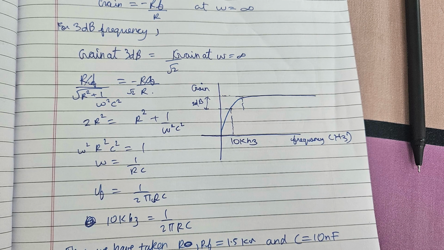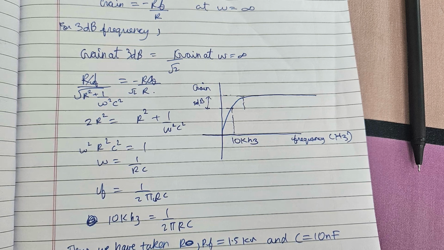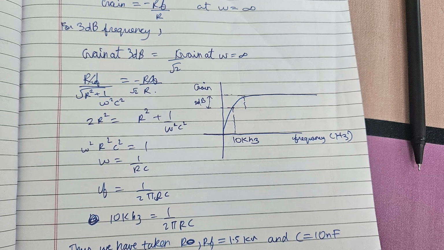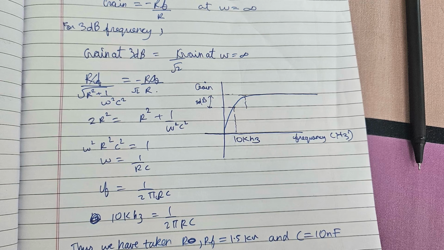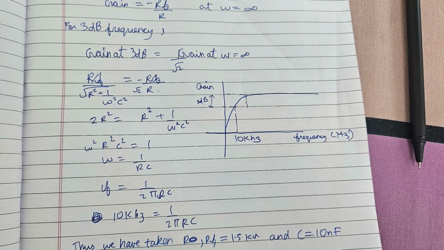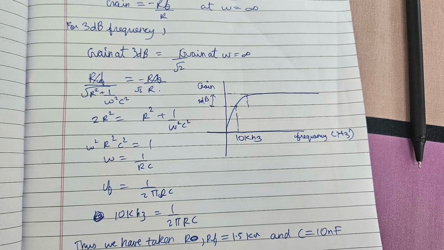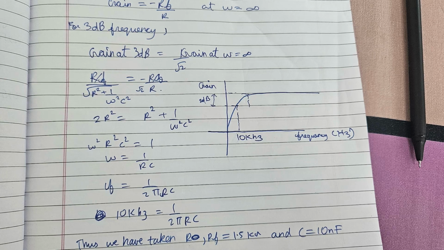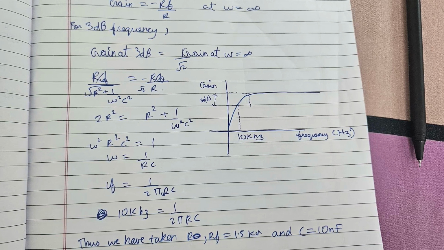To determine the filter's bandwidth, we need to calculate the 3 dB frequency. We have a formula for this. We know that gain at 3 dB is equal to 1 by root 2 times the gain at omega equal to infinity. So plugging in the formulas, we get that omega squared R squared C squared equal to 1. So omega equal to 1 by RC. Now taking a look at this graph, we see that the gain should flatten out. And here we have chosen the 3 dB frequency to be 10 kilohertz, as it serves as kind of a midpoint between F1 minus F2 and F1 plus F2.